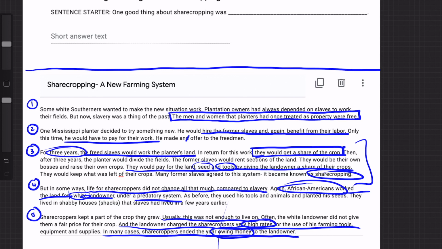So let's think. What was one good thing about sharecropping? I think one good thing about sharecropping was that freed African Americans now had a job available to them in a familiar industry.